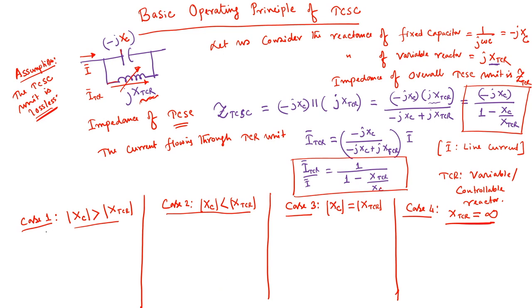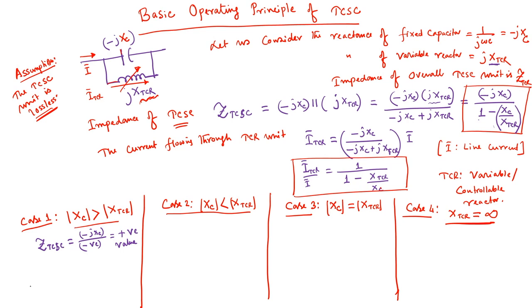According to the first case, when XC is greater than XTCR, the ratio of XC to XTCR would be greater than 1, so 1 minus something greater than 1 will give you a negative quantity. Therefore, the denominator would be negative. So, ZTCSC will have minus JXC in the numerator and some negative quantity in the denominator, which will give you some positive value. What is the consequence of that, and what does it imply? I am coming to that. But this is what will happen.